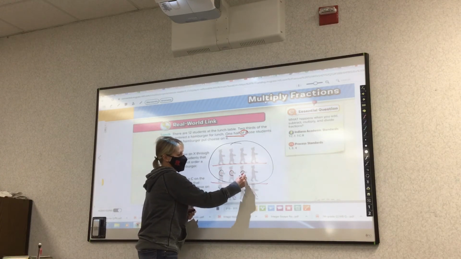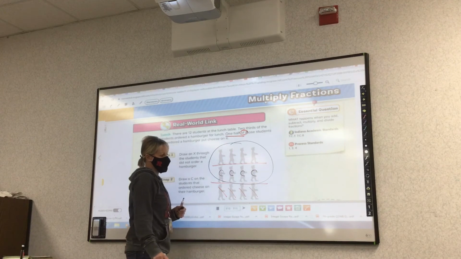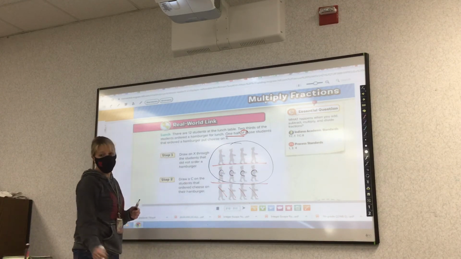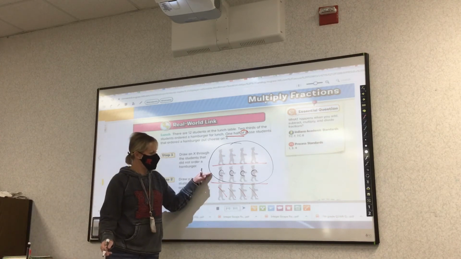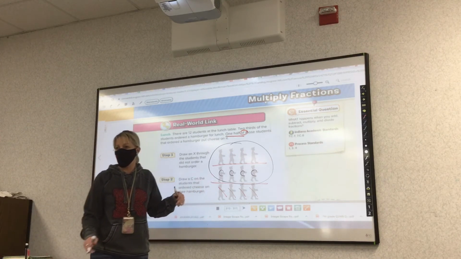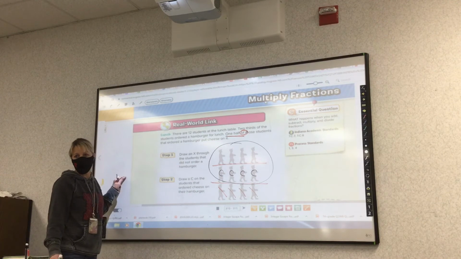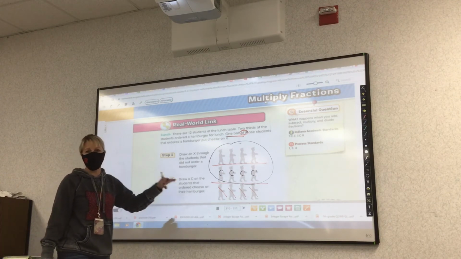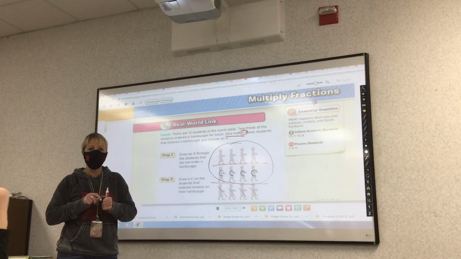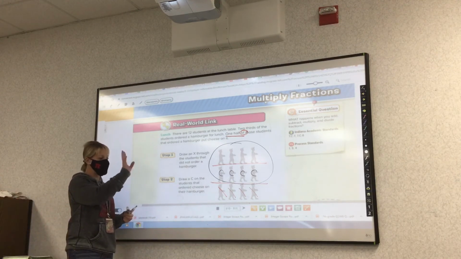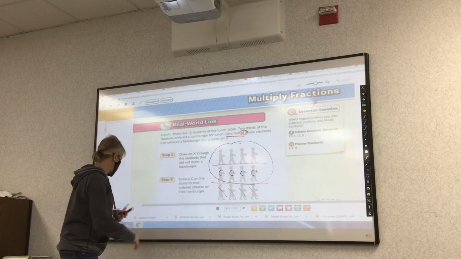1/3. No, 1/2. Wait. Yeah, no. It would be... what was our answer? 1/3, because that's 1/3 of the students. How many of you found it easier just doing our problem than looking at the picture? That's me. It's so much easier for me just to set up the math problem and do the math. Turn the page.